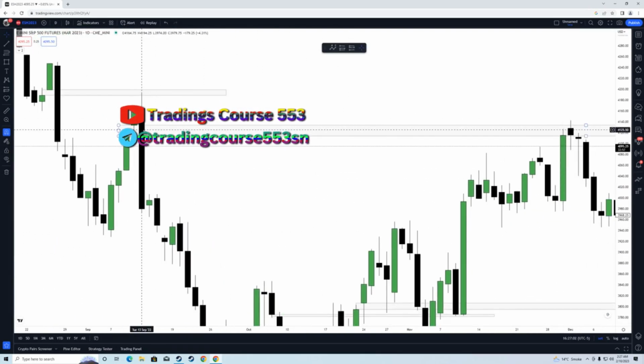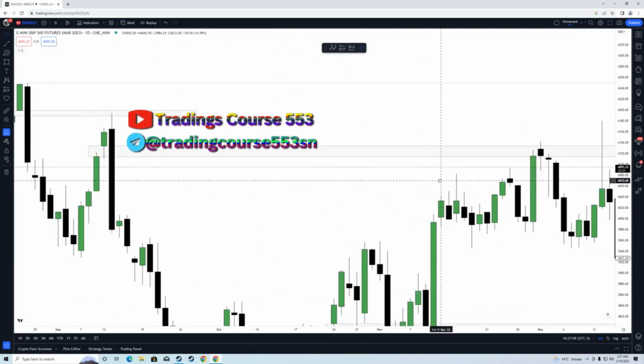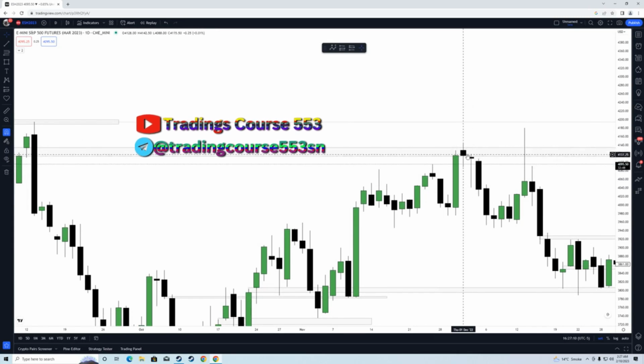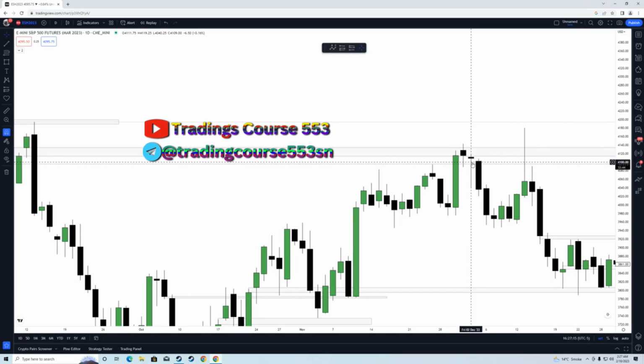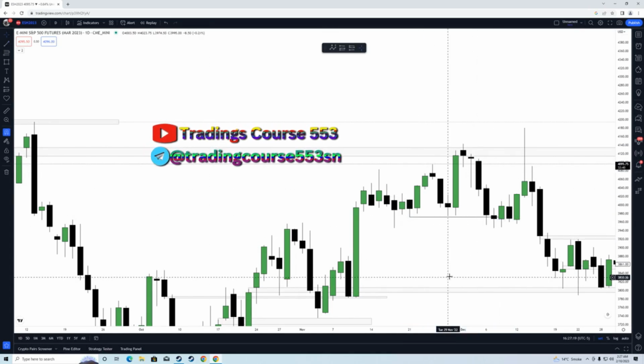It didn't work as a support level, but then in the future, it became a resistance level, and price couldn't go above this level. So when price came into this level, you could be bearish as hell for the next 1, 2, 3, 4, 5 days, guys, until this liquidity level was taken out. Okay.